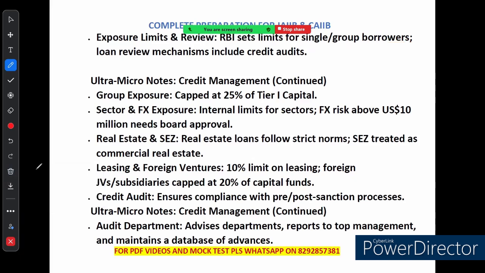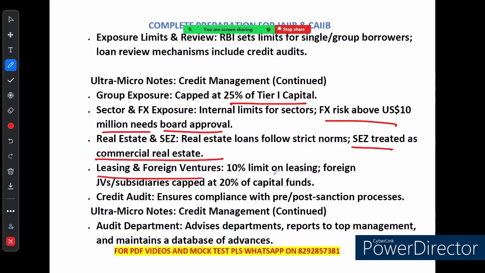Now since this is a quick revision plan, I am skipping some portion, so I am telling you this is very important, please go through it. Now there are also strict rules for real estate, foreign policy, everything. You can see group exposure is capped at 25% of Tier 1 capital. For sector and foreign exchange exposure, the internal limit for sector and FX risk above $10 million US dollars needs board approval. For real estate, you can see SEZ, Special Economic Zone, is treated as commercial real estate.